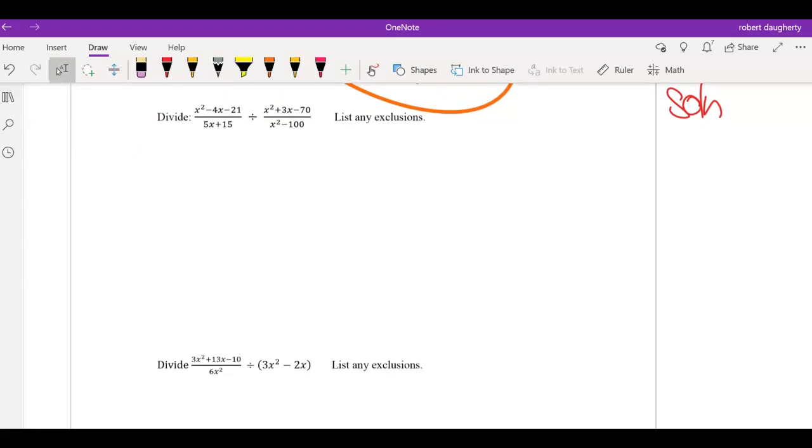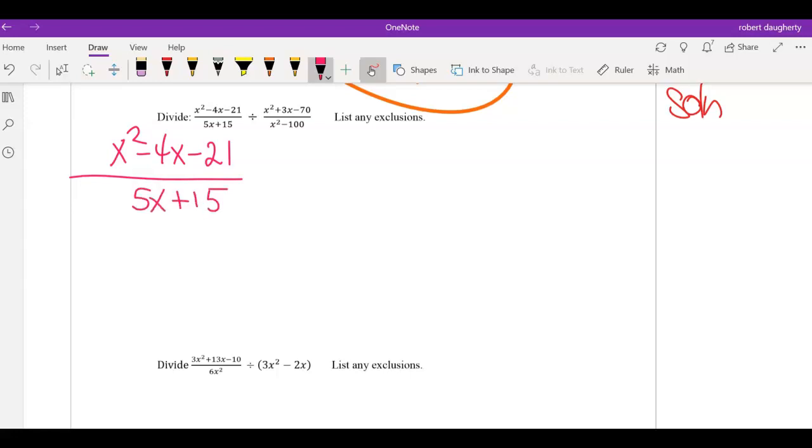Now we have a division problem. I mean, people don't like division. Here's the thing. Turn that into a multiplication problem as quick as you can. So let's just say this is going to be x squared minus 4x minus 21 over 5x plus 15. Let's turn this into a multiplication. So instead of dividing by that fraction, we multiply by its reciprocal.